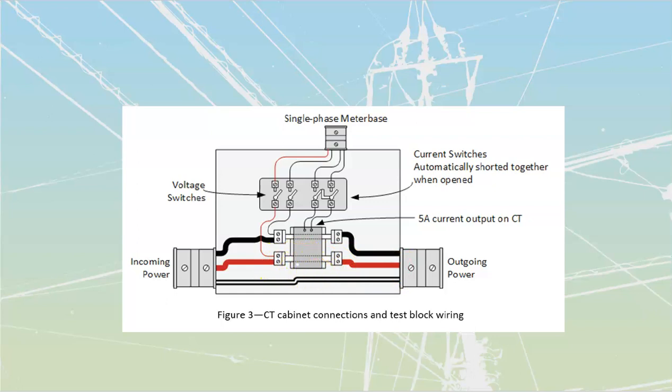There's just going to be multiple windings of small wires around here and around here that are going to be tied together, and then they come out to those two over there. That's going to be your 5 amp CT output. Now a CT is going to have a low amount of current, which means it's going to have a high amount of voltage.